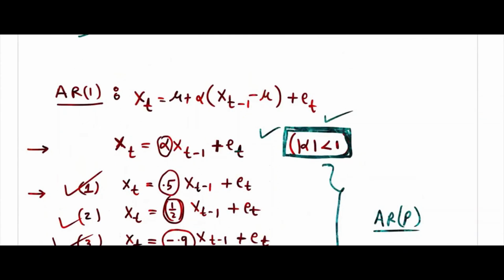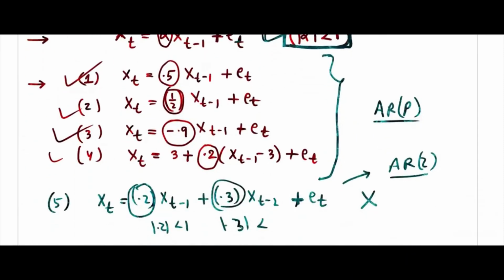It's very easy. Maybe it will take 5 minutes. AR1 is stationary if alpha mod is less than 1. Next class, whenever I start with this one, I will prove why it is stationary if alpha mod is less than 1. But we'll use the general result for AR(p).